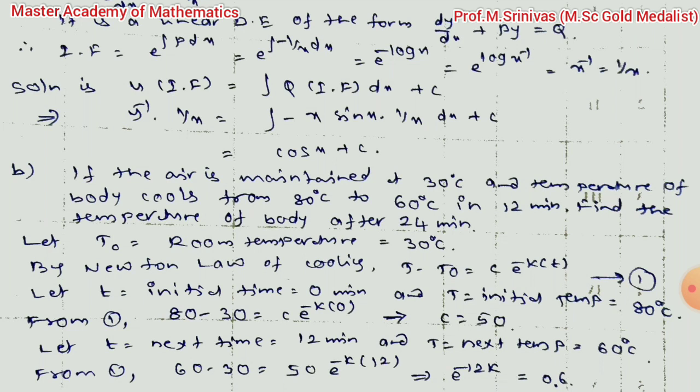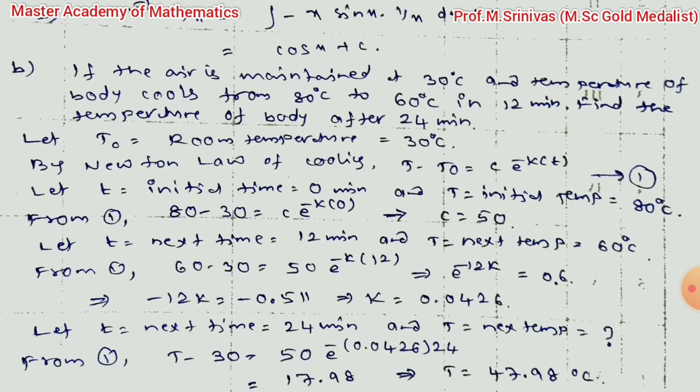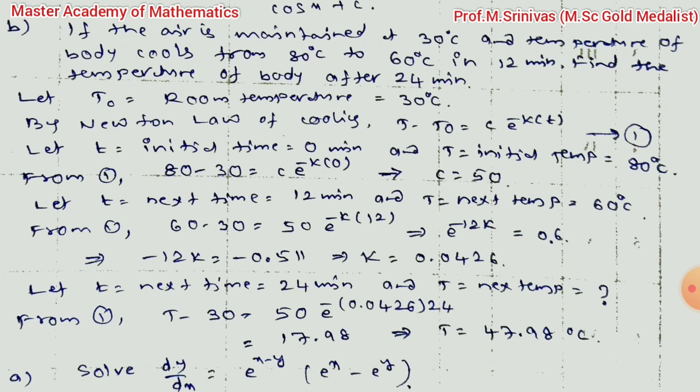Make it equation 1, and I start with the initial time small t equal to 0, as it is given in minutes. So at 0 minutes, capital T, the initial temperature of the body, is 80 degrees. Substituting in equation 1, you get C = 50. Similarly, at t = 12 minutes, the temperature of the body reduces to 60 degrees. Again, on substituting in equation 1, you get the K value 0.0426.